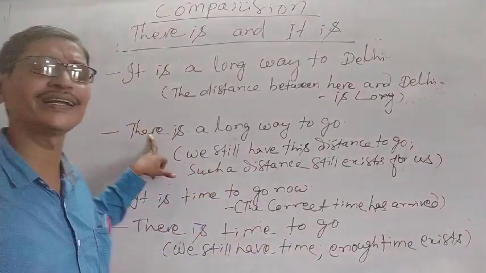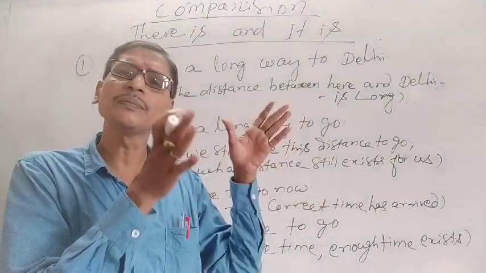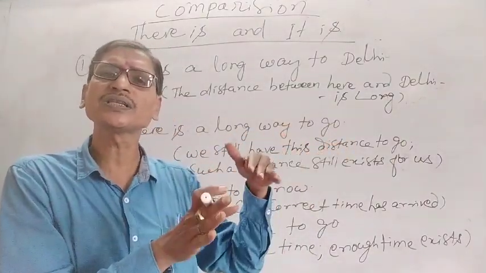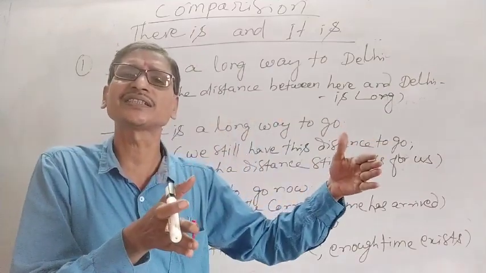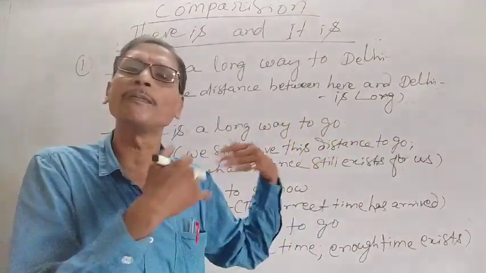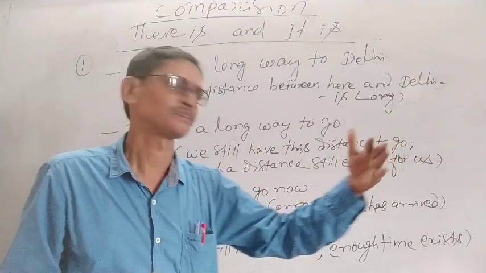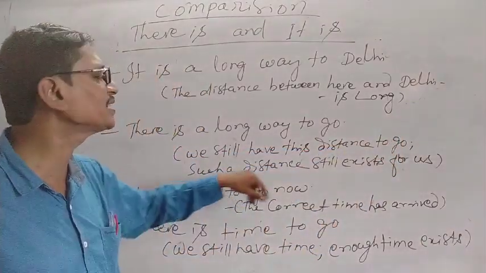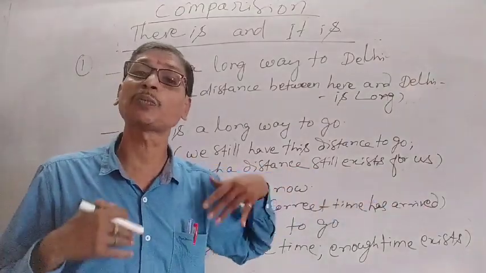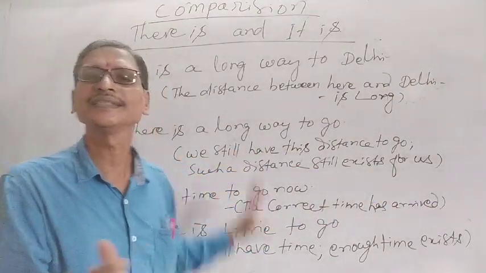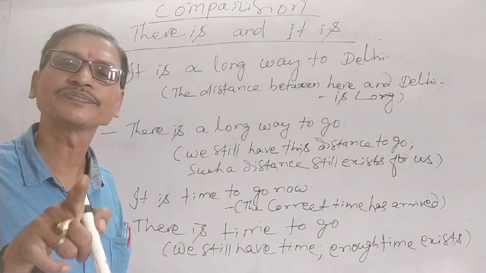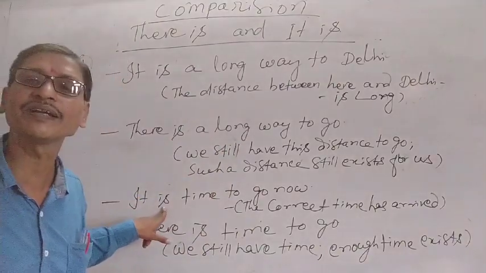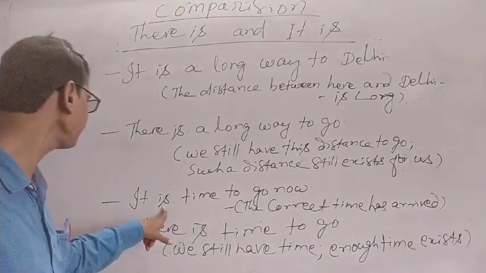So here we are talking about the presence of the distance, or the existence of the distance, to accomplish or to complete or to pass through. Okay, so we still have this distance to go. That means such a distance still exists for us to complete. The difference, you understood? Similarly, here is another example given. Please try to understand.